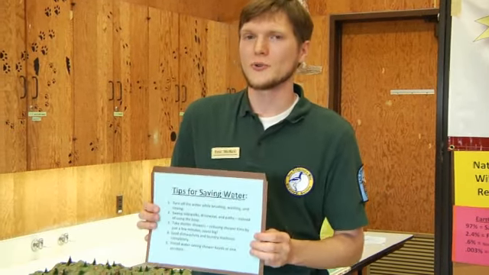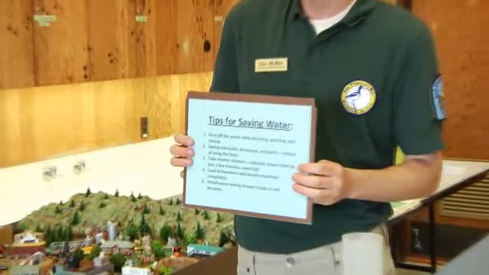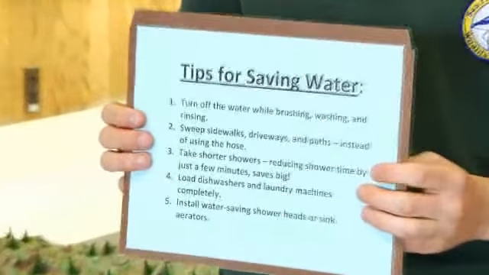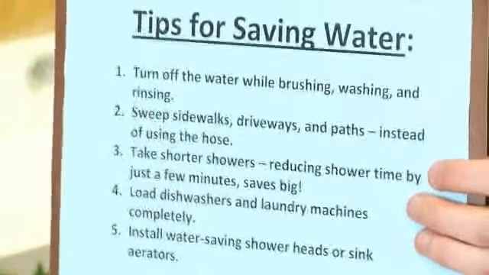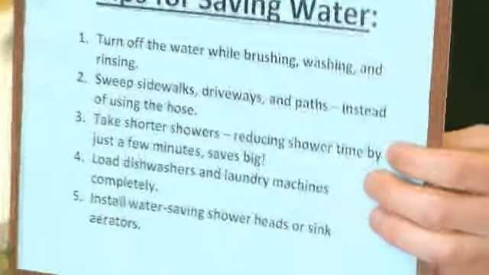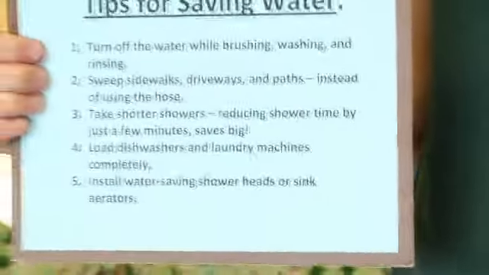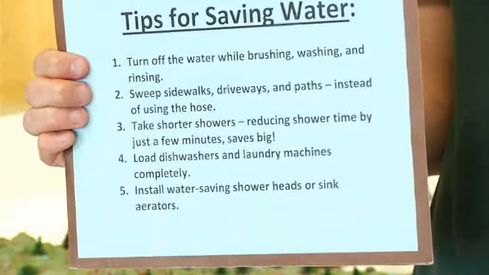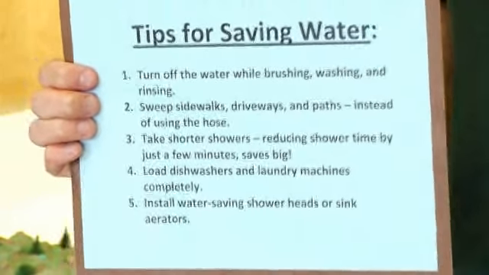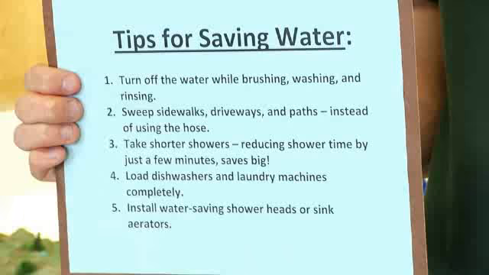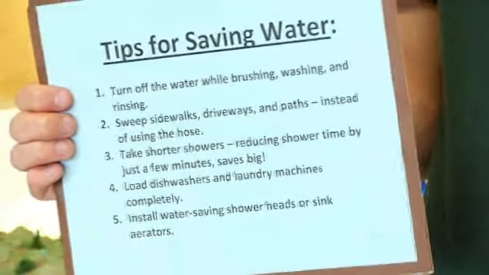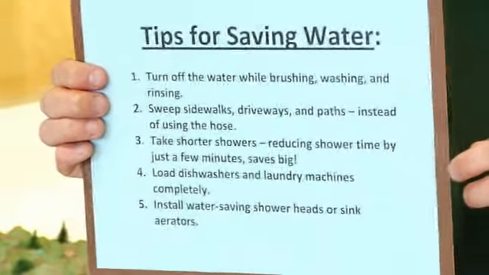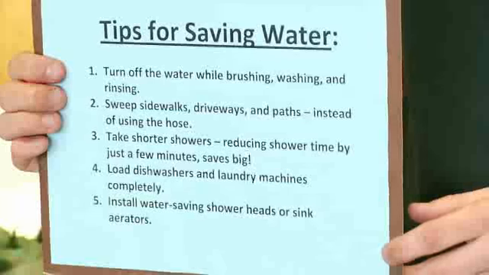Now, there's all sorts of things you can do, from taking shorter showers, even just a minute or two less will save a whole lot of water. If you have a pathway or a walkway in front of your house that sometimes people wash with hoses to get all the debris off of their walkway, just take a broom and sweep it instead. That'll save many gallons of water.